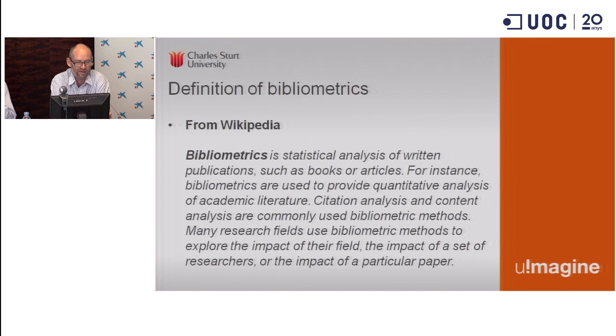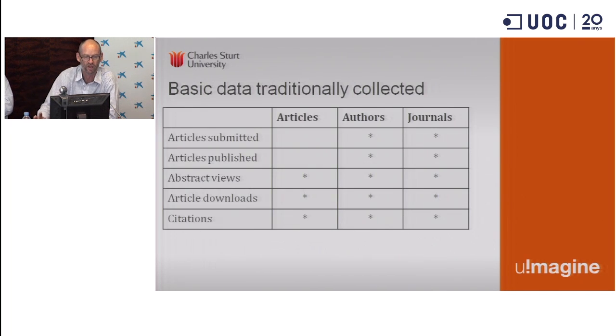So let's have a talk about bibliometrics. According to Wikipedia, bibliometrics is statistical analysis of written publications such as books or articles, used to provide quantitative analysis of academic literature. Typically, citation analysis is one of the most common aspects of this. And it's used for a range of different purposes to measure the impact of researchers or the impact of a particular paper. I didn't go and edit the Wikipedia definition, but if I had time, I would have added the impact of journals, which is what we're talking about today.